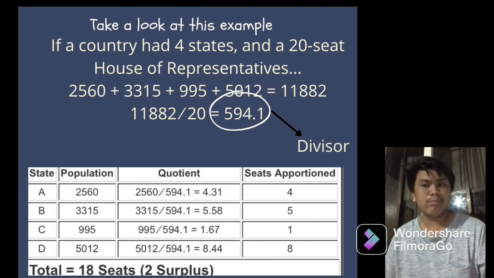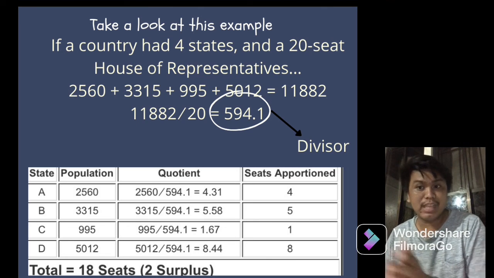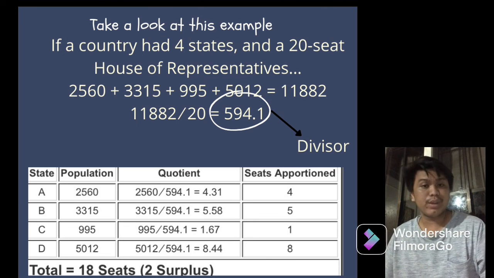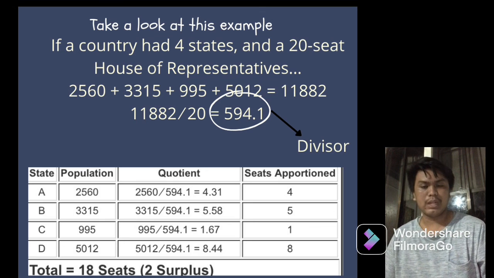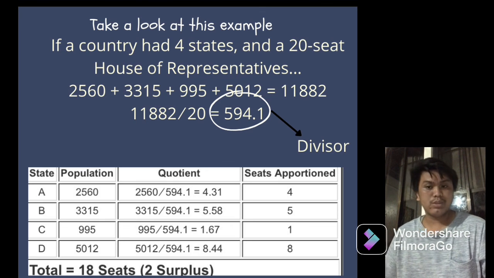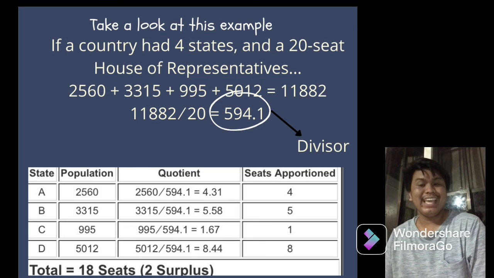So, state B naman, 5.58. So, imbis na i-round off sa 6, ang lower quota ay 5, naging 5. So, sa state C naman, 1.67. Kung i-round off sana, that will be 2. Pero nasa lower quota nga tayo, that will be 1 lang po ang total. And, also sa state D, 5,012, ang quotient niya po is 8.44. The seats apportion will be 8.